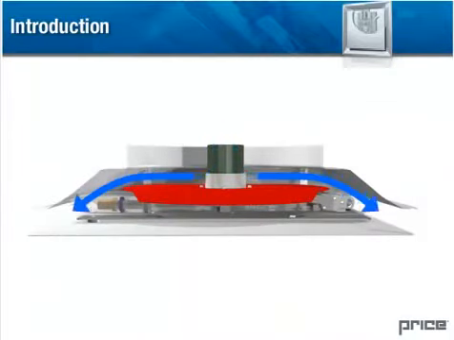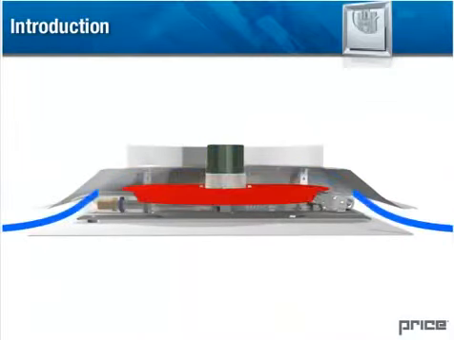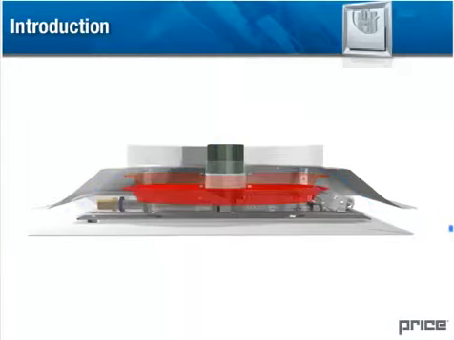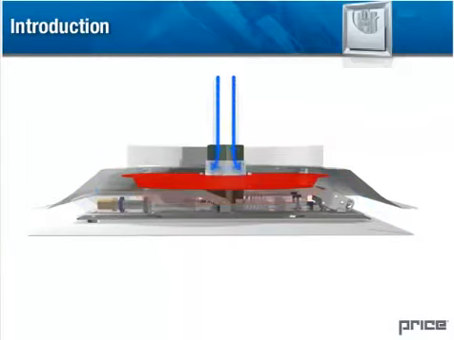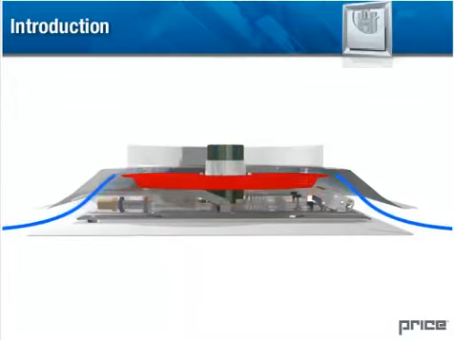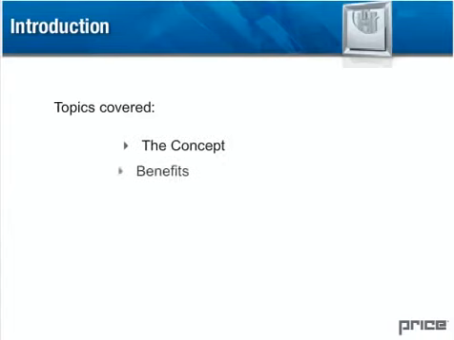Price VAV diffusers, on the other hand, are self-modulating, which means they monitor individual space conditions and adjust airflow to satisfy the occupant's selected level of room temperature. The following interactive training module will explore such topics as the concept behind VAV diffusers, their benefits, and how they compare to conventional air distribution systems.